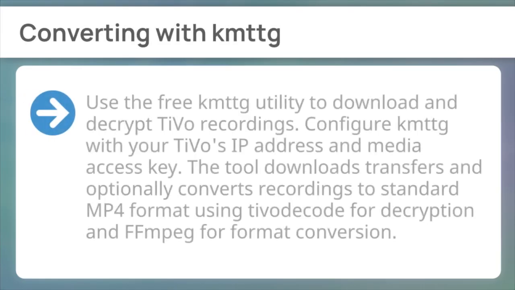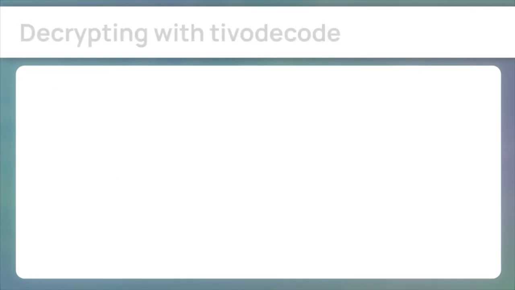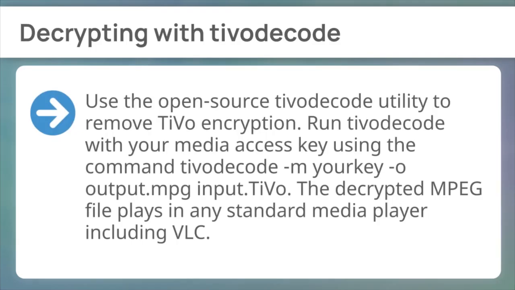Next, converting with KMTTG. Use the free KMTTG utility to download and decrypt TiVo recordings. Configure KMTTG with your TiVo's IP address and media access key. The tool downloads, transfers, and optionally converts recordings to standard MP4 format using TiVo Decode for decryption and FFmpeg for format conversion. Finally, decrypting with TiVo Decode.